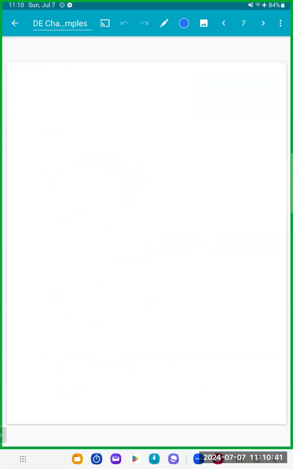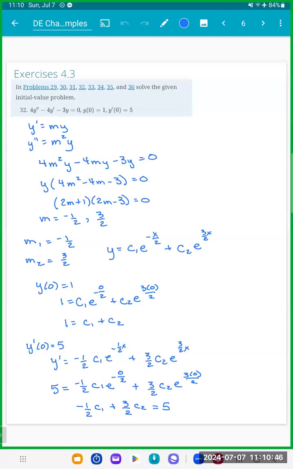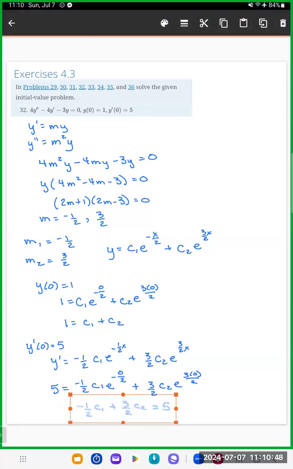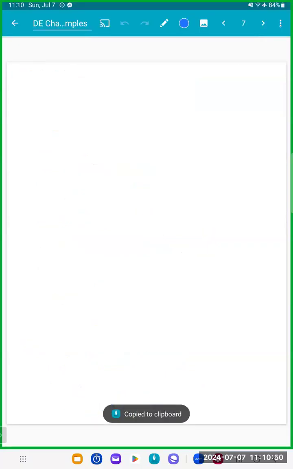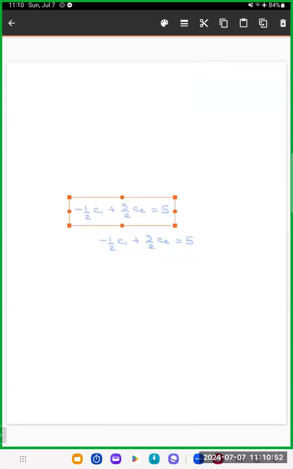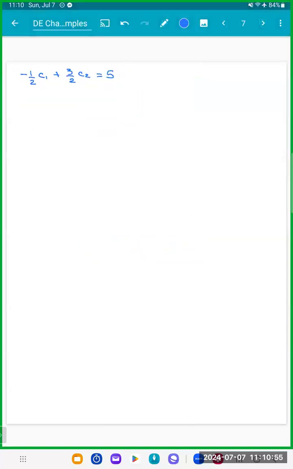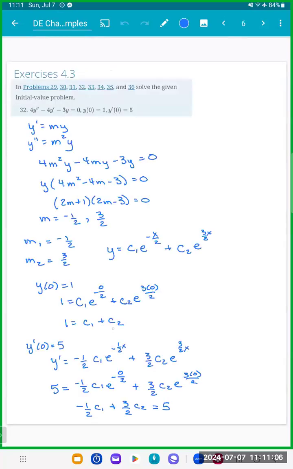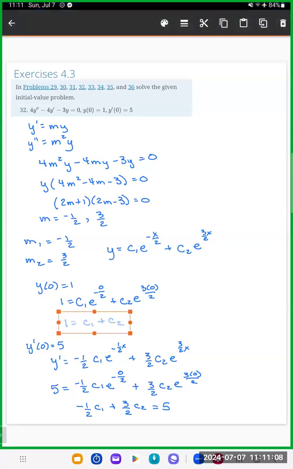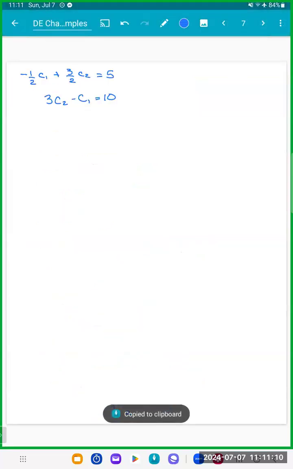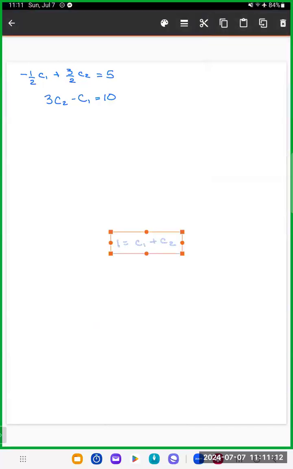All right, so now let's take this equation from our previous slide, copy that to the next page, and we want to simplify this. So we simplify this to 3C2 minus C1 is equal to 10. So we can take our other equation where we had C1 plus C2 is equal to 1. We will utilize that over here as well.